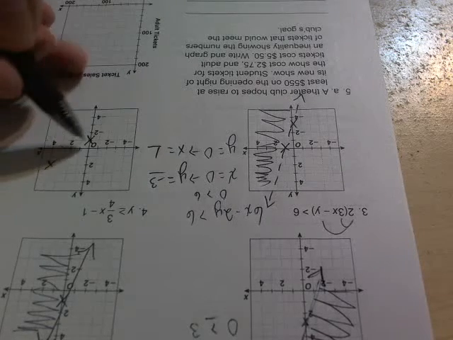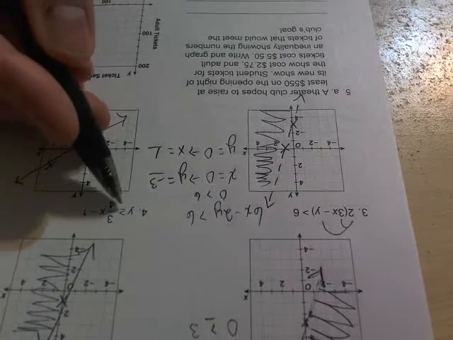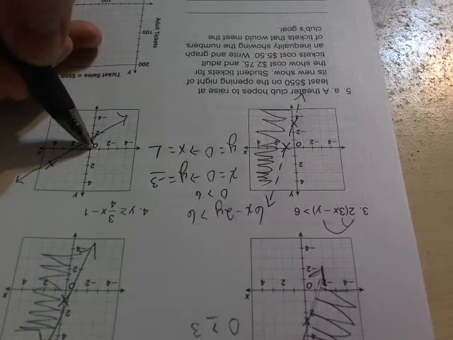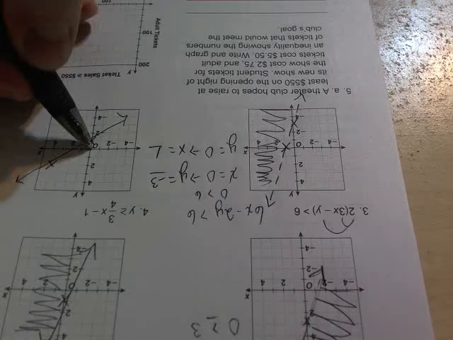Then I'm going to connect my points with a solid line because this is one of the ones that has the line underneath the symbol. It's greater than or equal to. Now I've got to test my point here. Again, it's going to be 0, 0 because the line does not go through it. That's the only time you can't use 0, 0, is if the line does go through it.